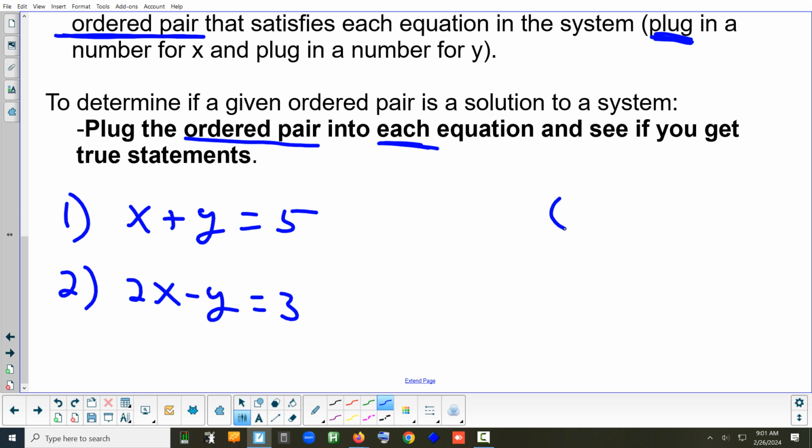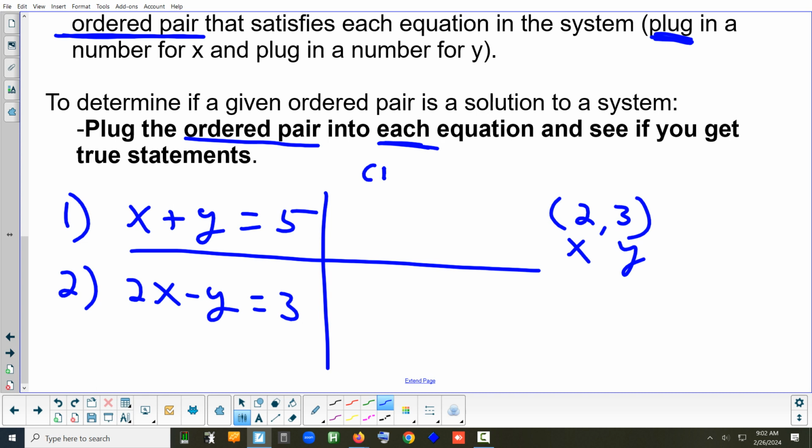Now let's say you solved it and you came up with 2, 3. Somehow you thought that was the answer. To check that that's the answer, we're going to plug it back in and see if it works. Which number here is the x? The 2. And what letter is the 3? That's the y. Let's plug that into the top one and see if it works.